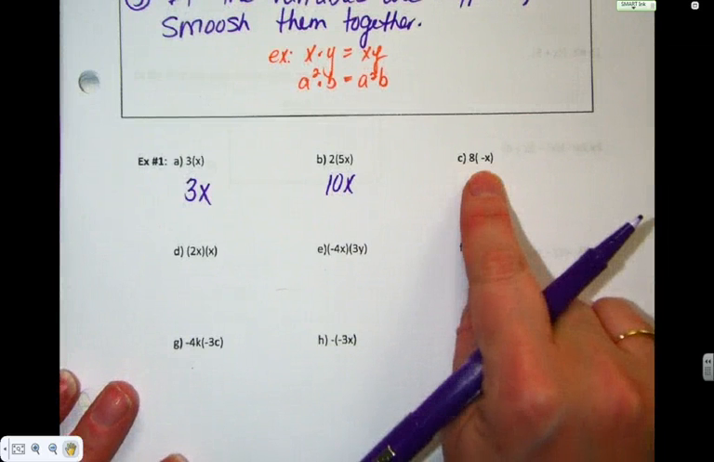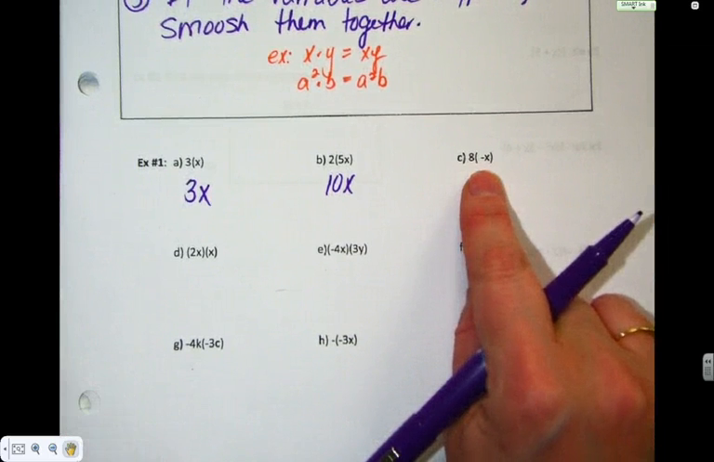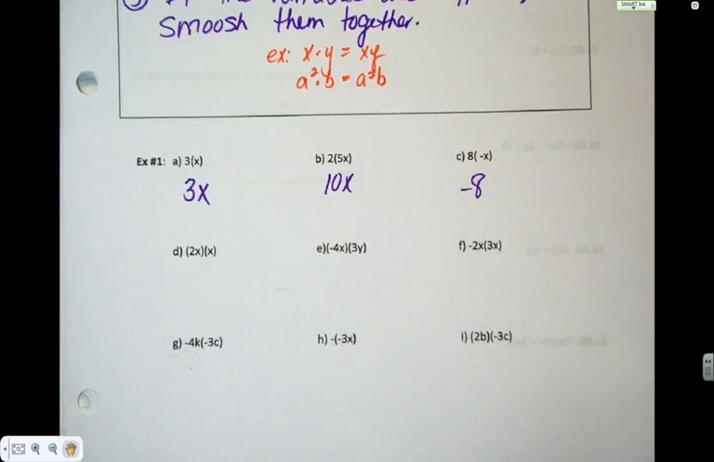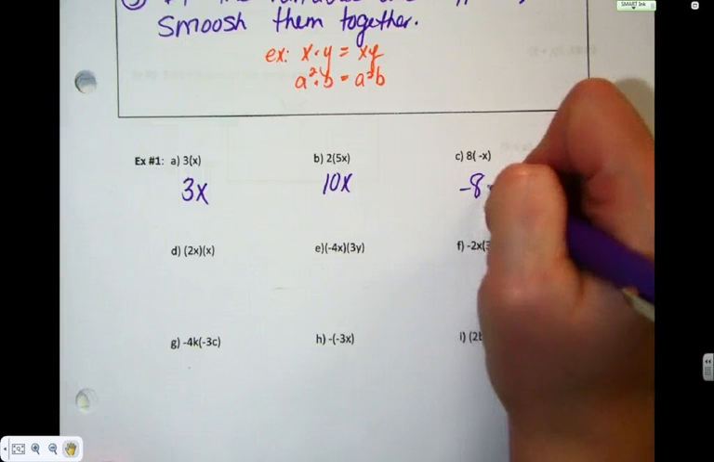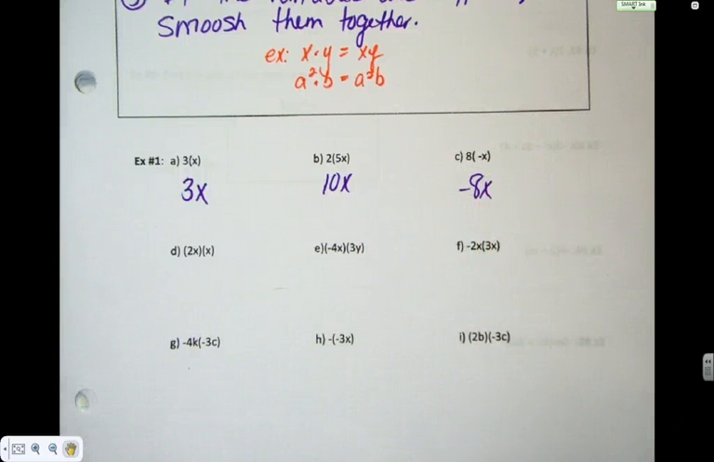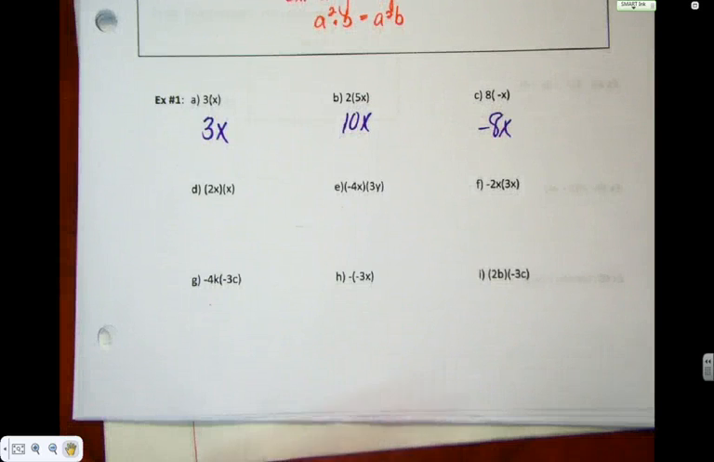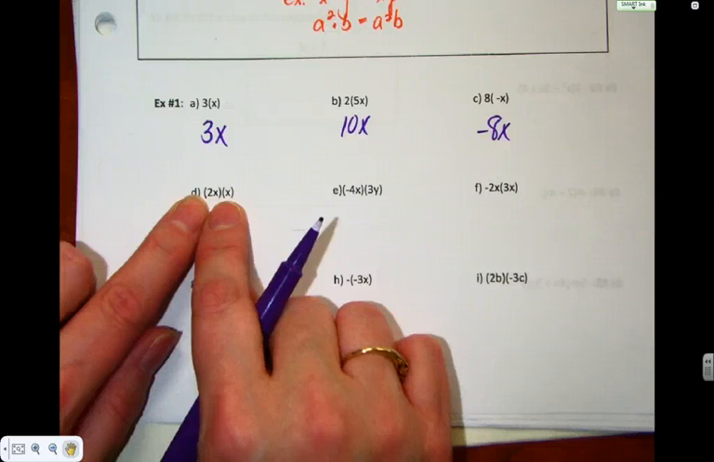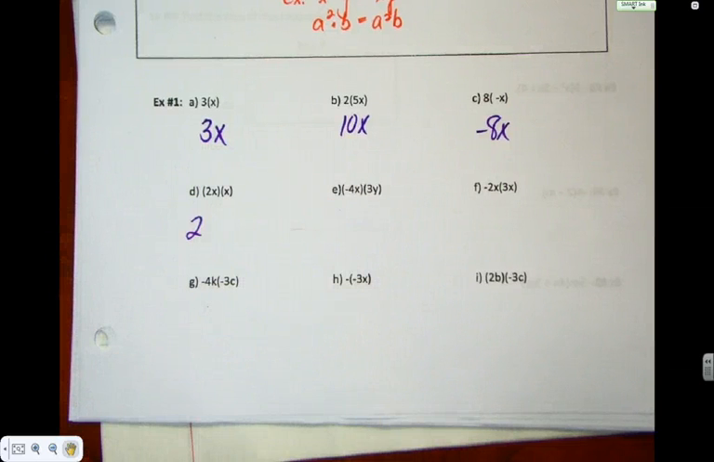8 times, ooh, negative. What's this negative hanging around here? Well, that's just a negative 1. So what's 8 times negative 1? Negative 8. And then what are we going to smush behind it? X. 2x times x. So that's 2 times imaginary 1 is 2. If the variables are the same, what do we do with the exponents? Add them. We have an x to the 1 and an x to the 1, and x to the 1 times x to the 1 is an x to the 2, 2x squared.